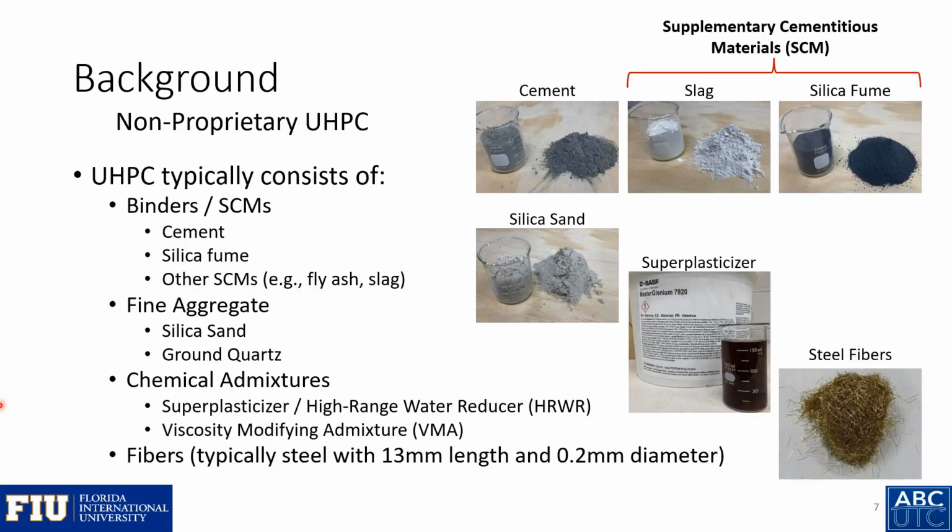As Royce mentioned, UHPC materials will include binders and supplemental cementitious materials, fine aggregates, typically like a silica sand or ground quartz, different chemical admixtures, so superplasticizers and high-range water reducers, and sometimes viscosity modifying admixtures can be used to stabilize heavier fibers. Typically fibers are steel, brass coated, and 13 millimeter or half-inch length and 0.2 millimeter diameter.